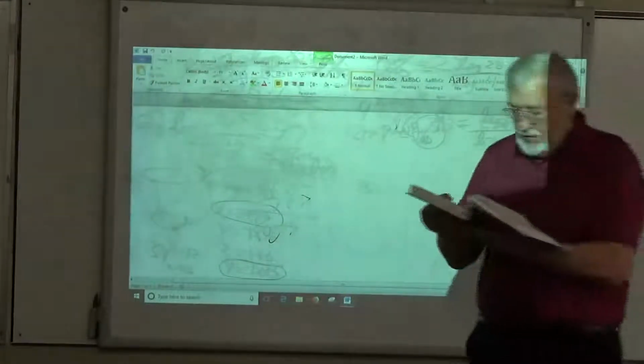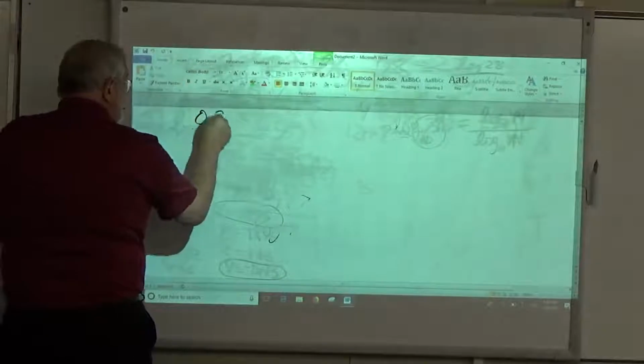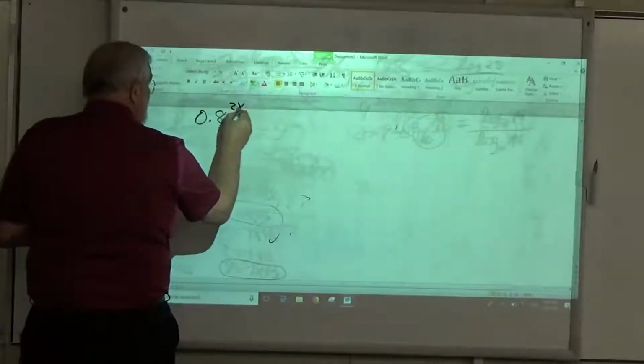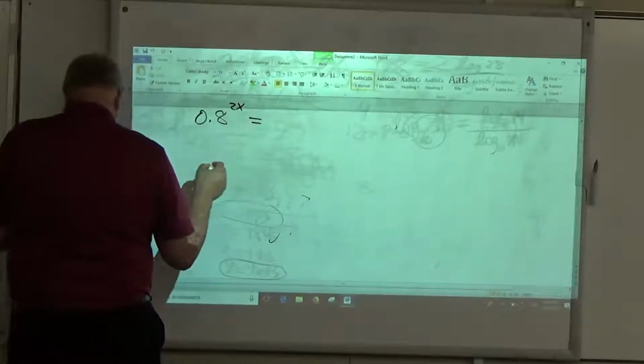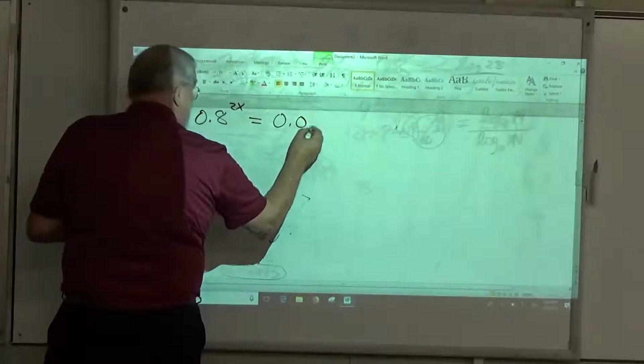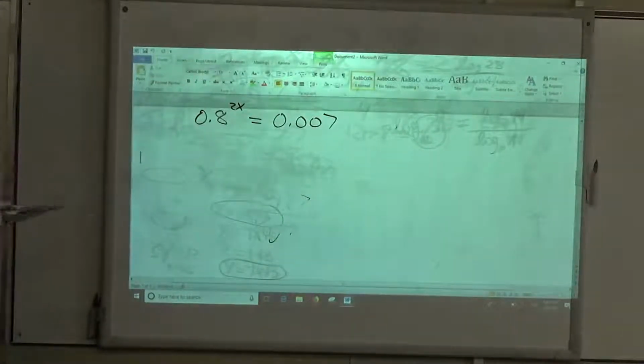All right, so 47 says 0.8 to the 2x equals 0.007. Okay, the first thing I have to be able to do is get at the exponent. How do I do that?